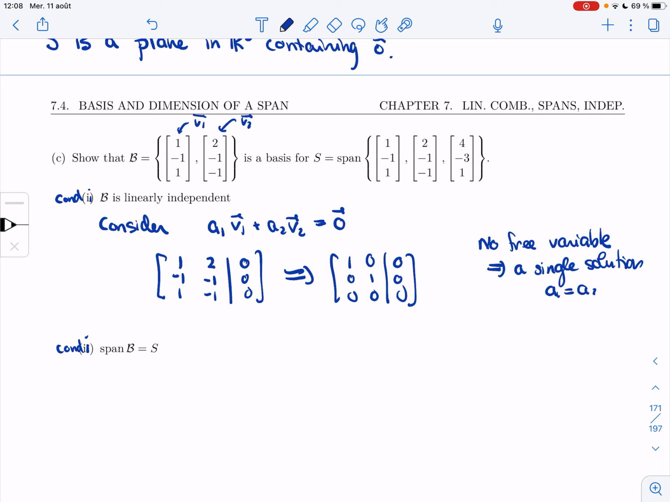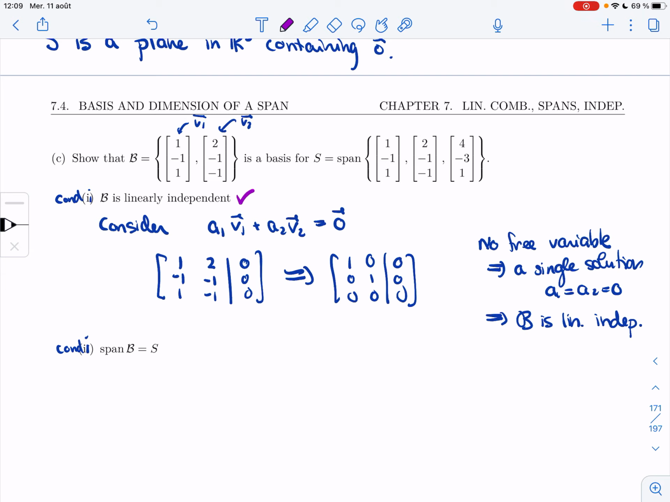A1 equals A2 equals 0, and so B is linearly independent. So we have checked that B is linearly independent.